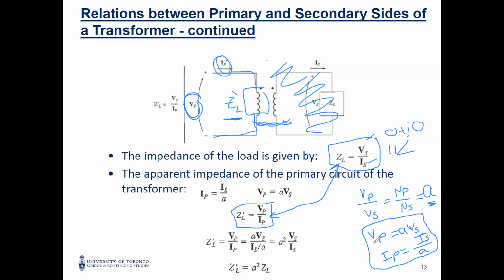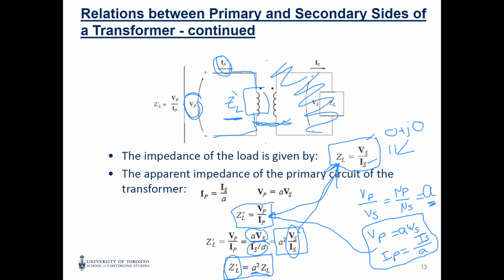Now, I have the VP and IP. Can I put them here? Substitute with VP and IP: A VS and IS over A. At the end, it will be A squared VS over IS. VS over IS is actually the impedance ZL. So you can say the impedance seen in the primary, ZL prime, equals A squared ZL.